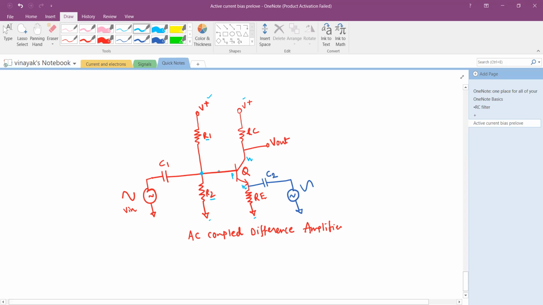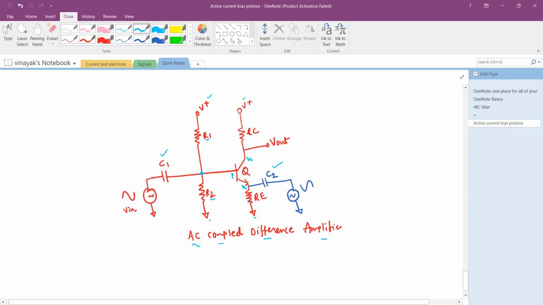Remember, there are three types of biasing: fixed bias, collector to base bias, and potential division bias. So the third one is what you see. And then I'm using capacitors C1 and C2 to couple the AC input to this transistor. That's why the circuit is called an AC coupled difference amplifier.